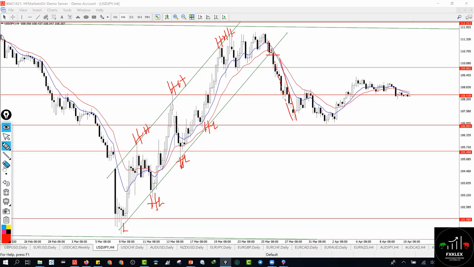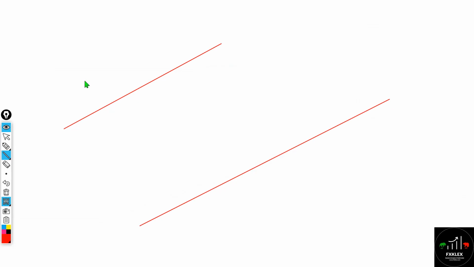So let's move to something I want to show you again on drawing a trend line. Let's say, for example, this is a trend line. We have price like this one. This is the first bounce, second bounce. We have another price movement like this.